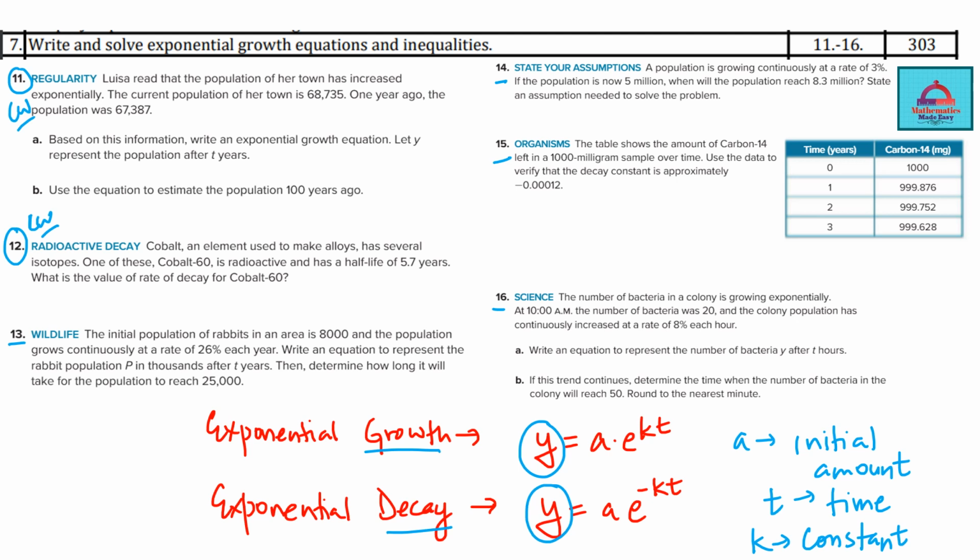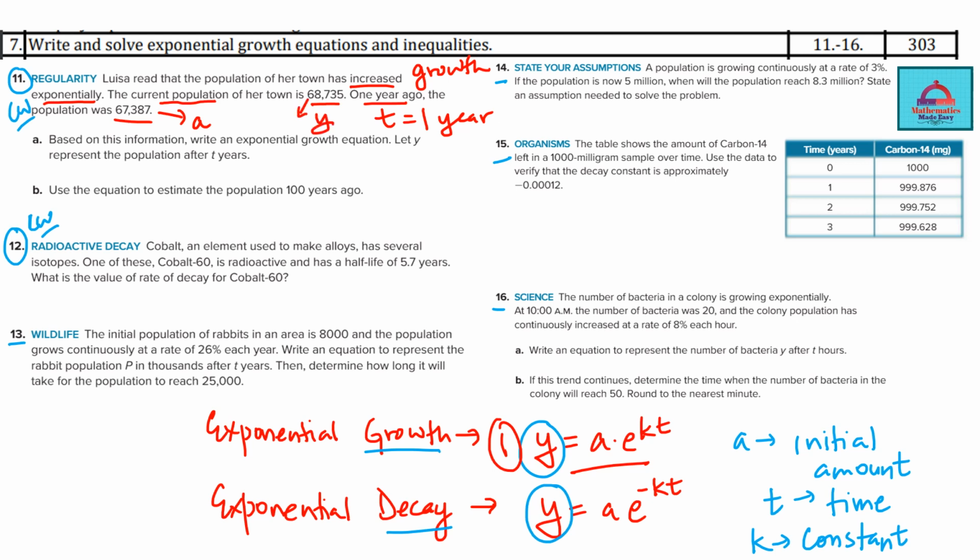Okay, so let's solve question 11 first. We'll read it together, then we'll mark what is given and then use the formula. So Lucia read the population of a town has increased exponentially. So that's your keyword. It says very clearly increase. So this is a question on growth, and it also mentions exponentially. So you know you have to use formula number 1, this one that we've written. Now the current population of the town is this much. However, 1 year ago, so time here is 1 year, very clear. The population was this. So the initial population before 1 year, the one that we start with, A, is this, and the current population, which is Y, is this.